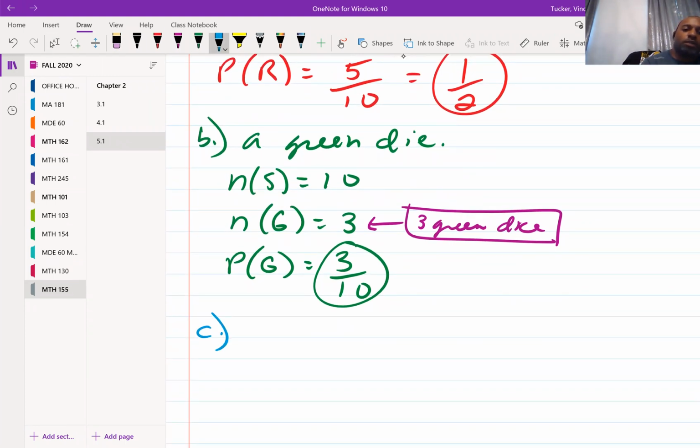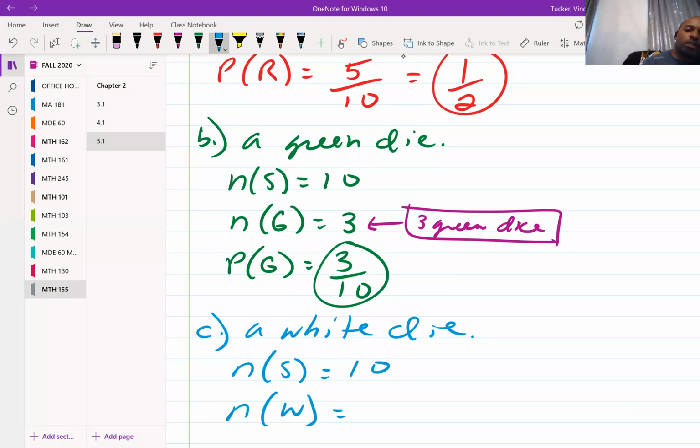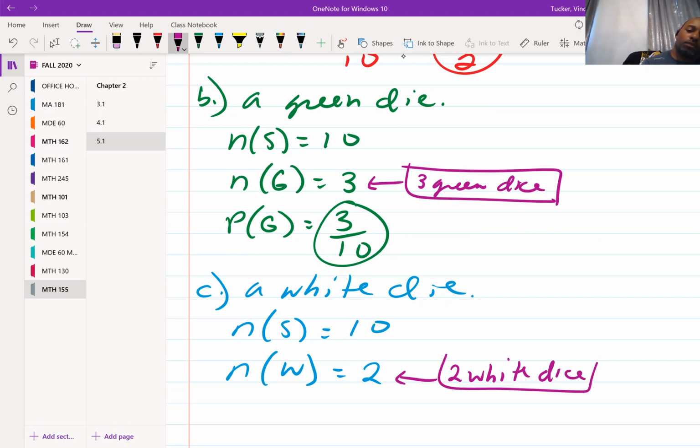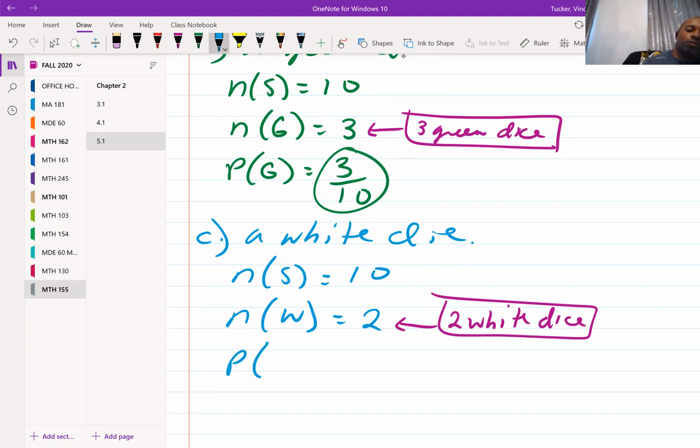The last one, a white die. Once again, the sample space is still 10. The number of white dice is 2. So the probability of getting a white die is going to be 2 out of 10. That can reduce to 1 over 5.